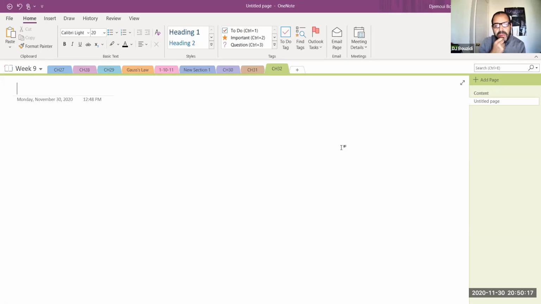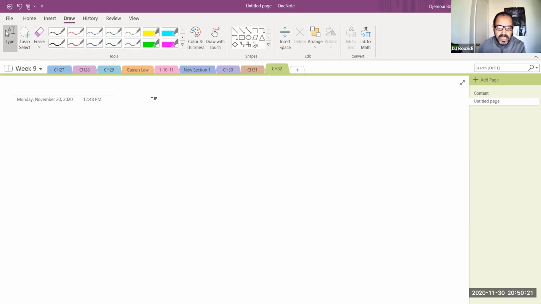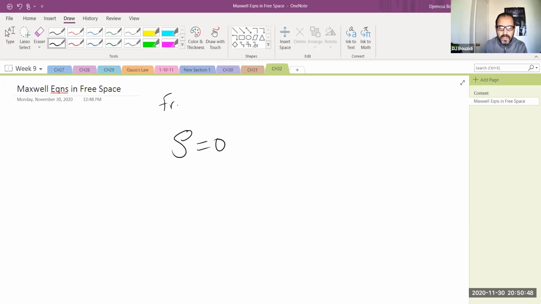So Maxwell's equations tend to be a lot easier in free space. This is the whole idea. We're going to be in free space and rewriting Maxwell's equations in free space. What free space means is basically two things: no charges. We don't have any charges to worry about. That means that charge density is 0. So the first thing that we're going to say here is rho is equal to 0. That's what free space means.